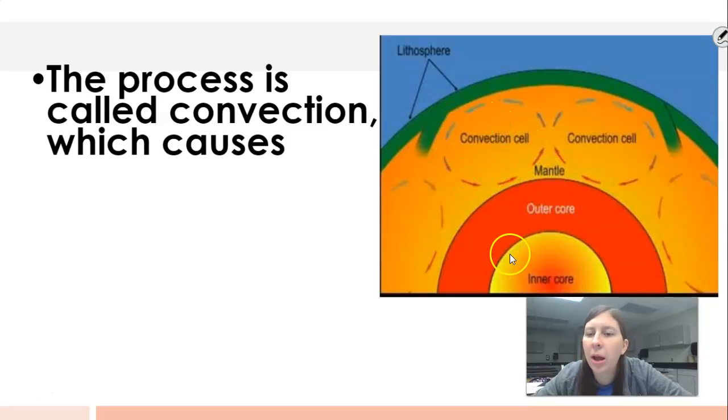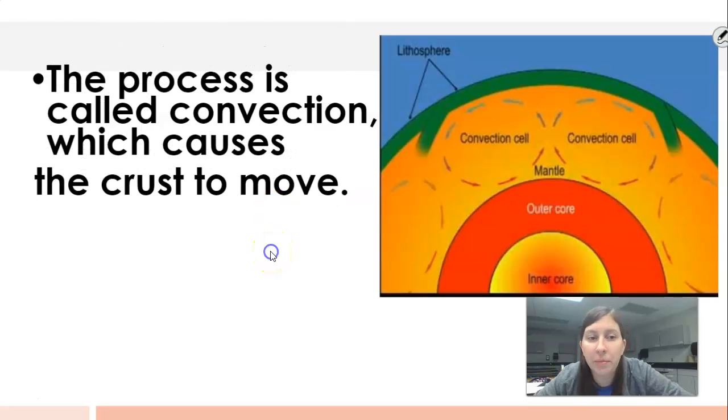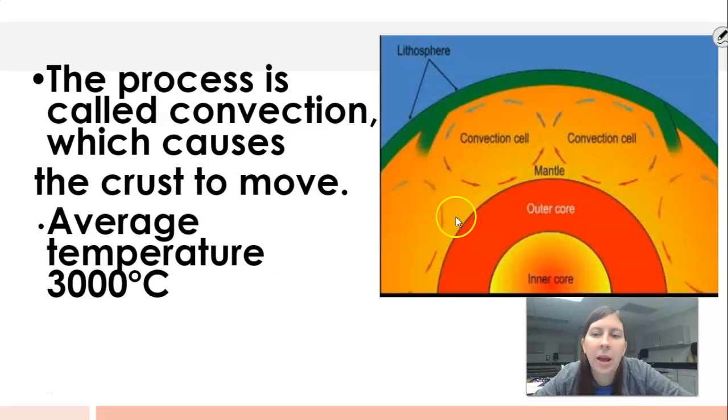So we've got our outer core, it's almost like a heat source, and as it gets hotter, the rocks rise up, but our crust is cold, so our crust cools down these rocks when they get to the top, and when they cool, they start to sink again. And so we have this circular movement called convection currents, and this causes the crust to move. The average temperature in the mantle is about 3,000 degrees Celsius, but it changes a little bit depending on how deep you go.